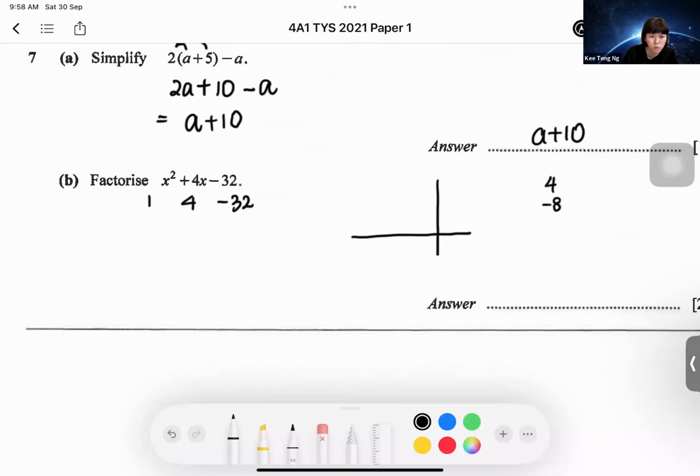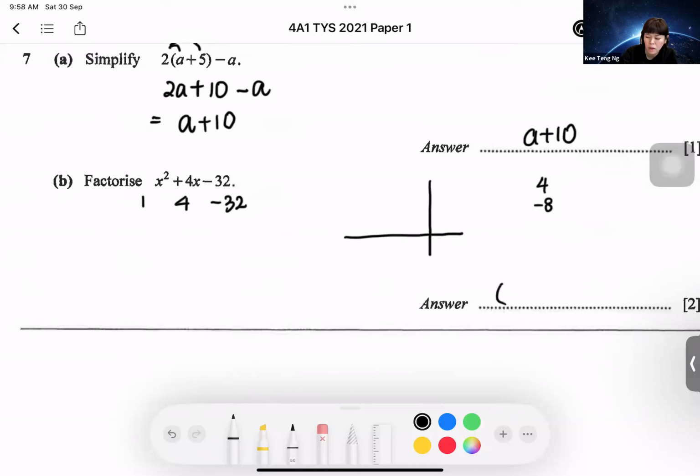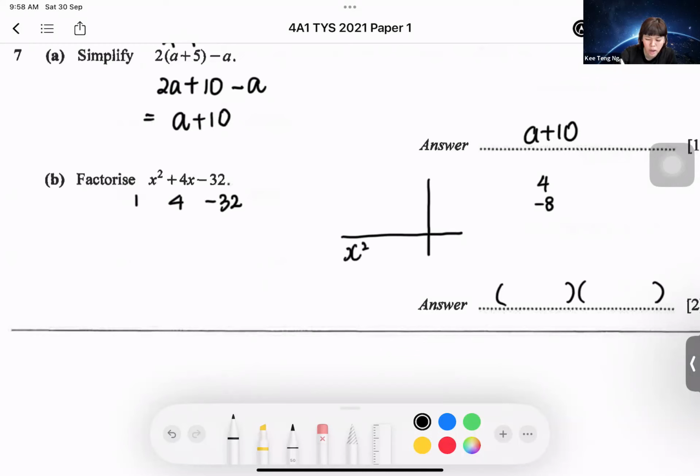But when we want this kind of question for factorization, we need to get the answer in terms of 2 brackets. Writing 4 and negative 8 is not the correct answer. We need to think x squared. What times what gives me x squared? X times x gives me x squared. If my calculator shows 4, I'll need to use negative 4. I'll change the sign for it. And my calculator says it's negative 8, then I'll change the sign for it to become positive 8.